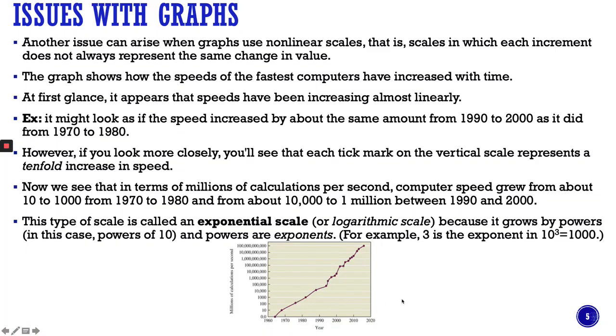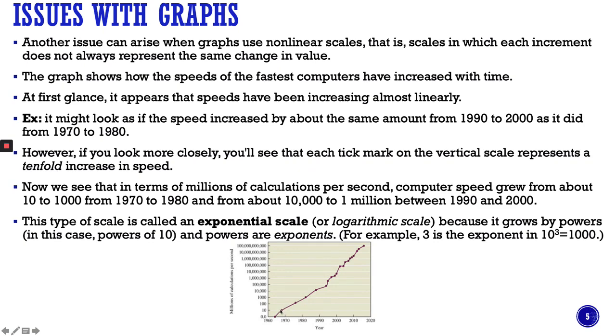However, if you look more closely, you'll see that each tick mark on the vertical scale represents a tenfold increase in speed. So it doesn't go from 0 to 10, then 10 to 20, then 20 to 30. It's going from 0 to 10, 10 to 100, to 1,000, to 10,000, to 100,000. So it's exponential growth of 10-fold. Now we see that in terms of millions of calculations per second, computer speed grew from about 10 in 1970 to 1980.